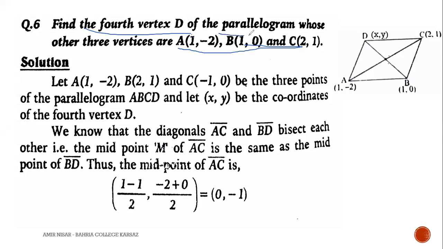There is an object, a parallelogram. I repeat, for any parallelogram we have 4 vertices. In this question, out of those 4, 3 vertices are given and the 4th vertex D is missing. That you have to compute.